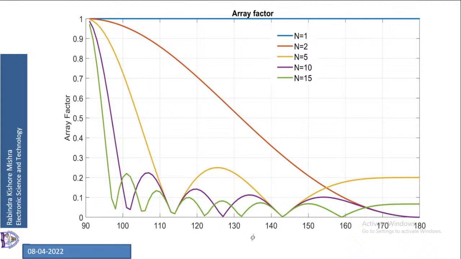So array factor for different numbers of elements are shown here. N is equal to 1, 2, 5, 10, 15. You can see as you keep on increasing the number of elements, the beam width becomes gradually narrow. The higher the number of elements, the narrower is the beam. If you want a pencil beam or a very narrow beam, then you should have a very large number of elements. So it will be very narrow and it will go to a very large distance.